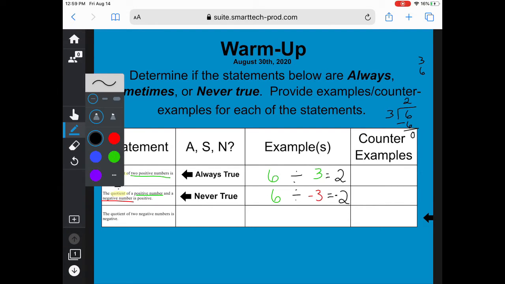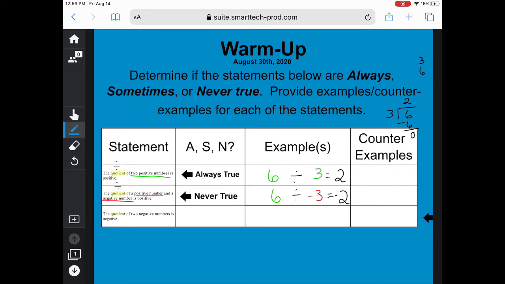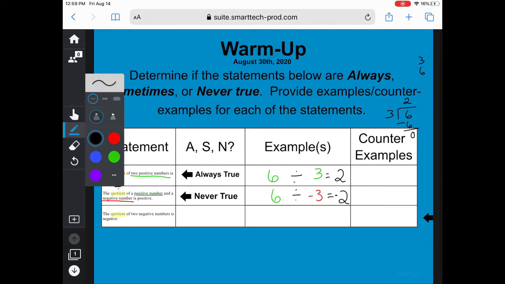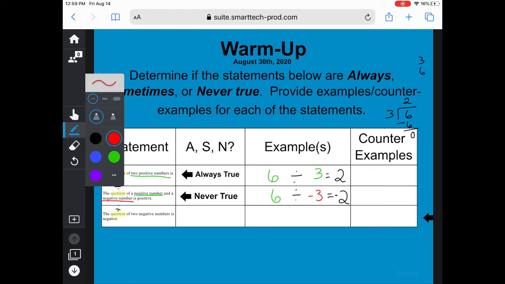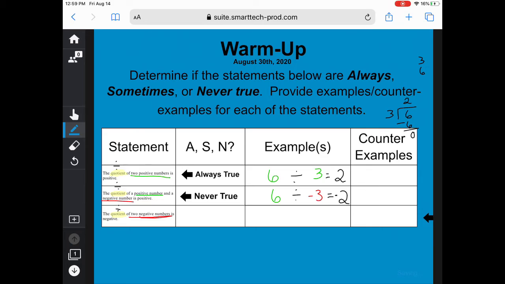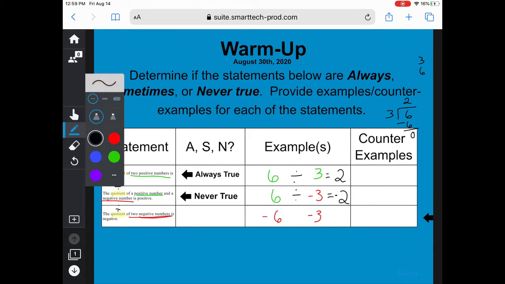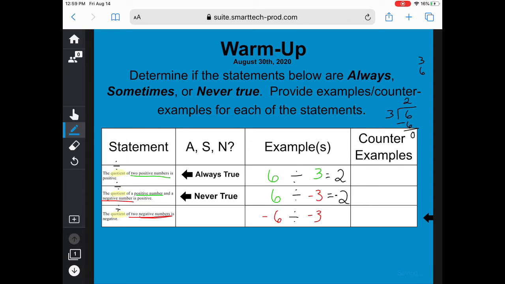And lastly, the last statement says the quotient of two negative numbers is negative. So quotient here again. And I know this is repetitive, but this means division. And we have two negative numbers. So I need to come up with two negatives. So I'm going to use negative 6 and negative 3 again. And again, this is division. Negative 6 divided by negative 3. We said 6 divided by 3 is 2. 6 divided by negative 3 is negative 2. This time I have two negatives. So it's going to be a positive quotient of 2.